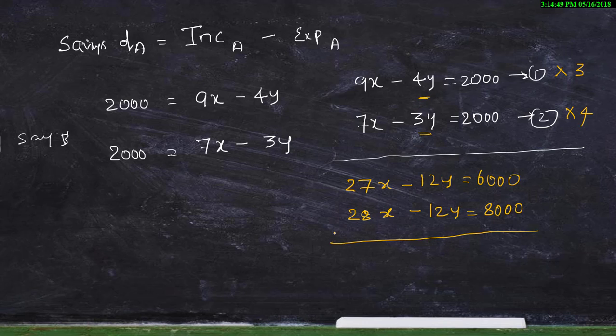On subtracting, my plus becomes minus and minus becomes plus. Minus 12y plus 12y cancel. 27x minus 28x is minus x. 6,000 minus 8,000 is minus 2,000. The negatives cancel and x is equal to 2,000.